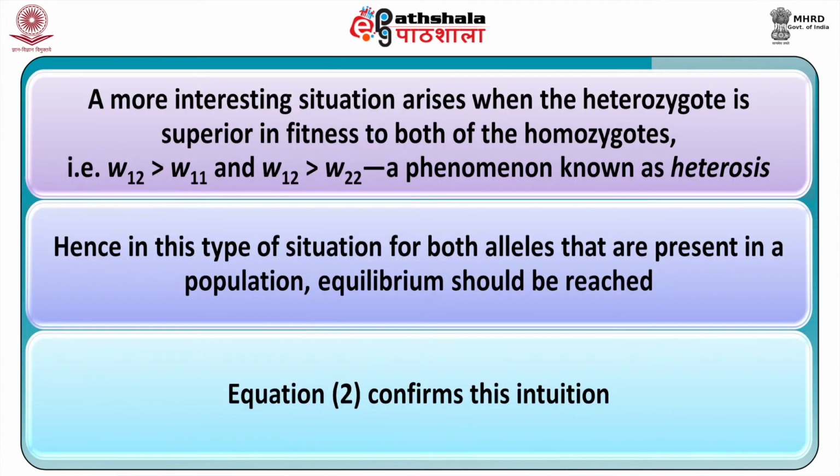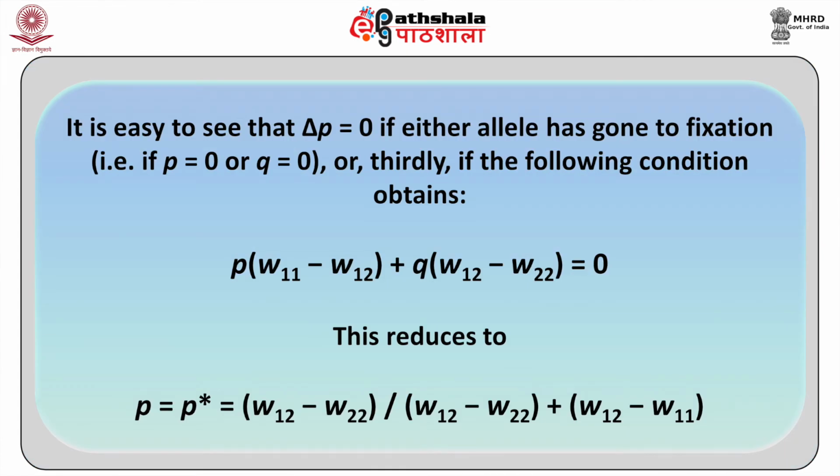A more interesting situation arises when the heterozygote is superior in fitness to both of the homozygotes. That is, W12 is greater than W11 and W12 is greater than W22, a phenomenon known as heterosis. Hence, in this type of situation, equilibrium should be reached with both alleles present in the population. Equation 2 confirms this intuition. It is easy to see that Δp is equal to 0 if either allele has gone to fixation, that is, if p is equal to 0 or q is equal to 0, or thirdly, if the following condition obtains: p(W11 − W12) + q(W12 − W22) = 0.